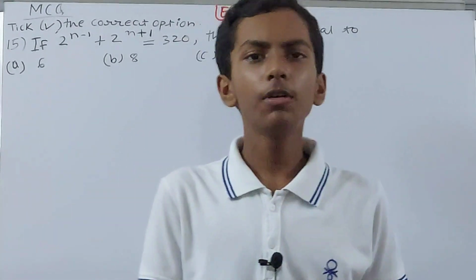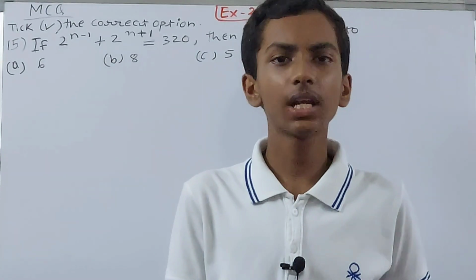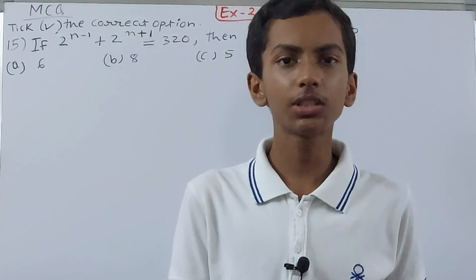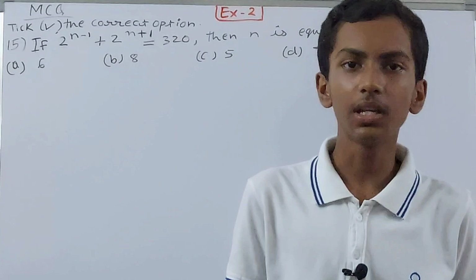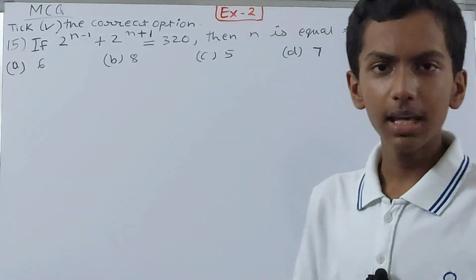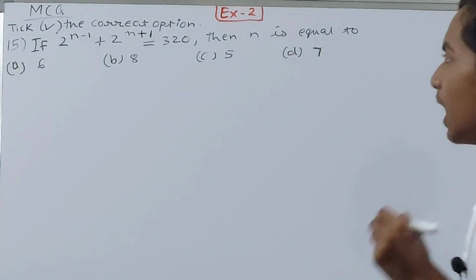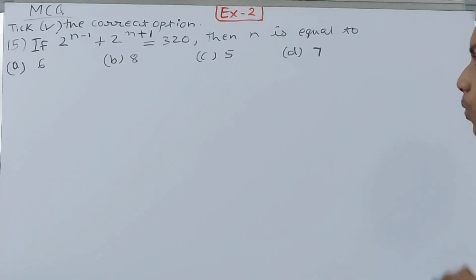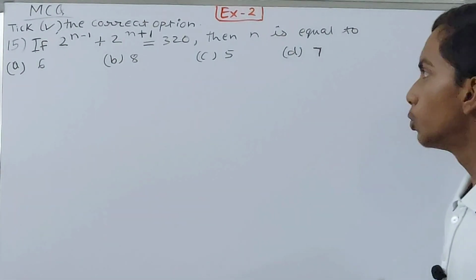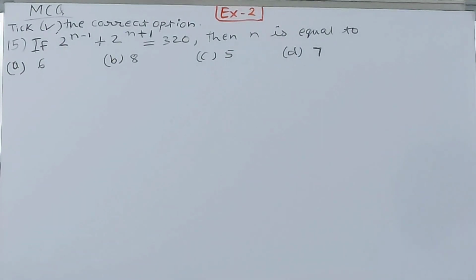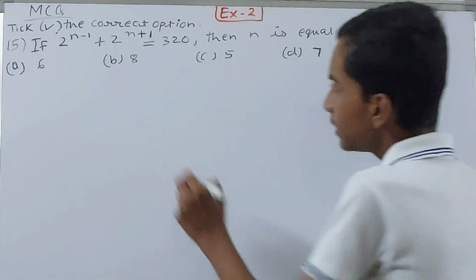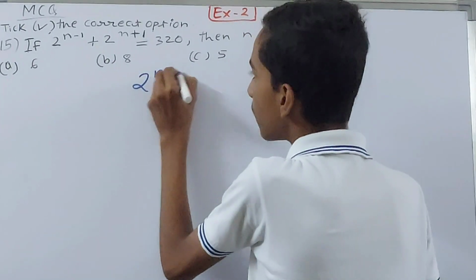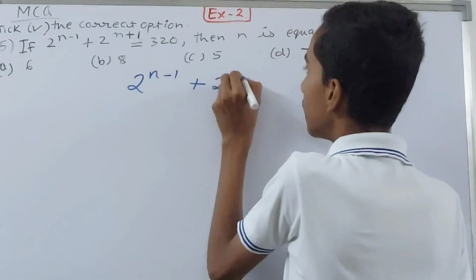In this video, we are going to solve ICSE Mathematics Class 8 Chapter 2 Exponents Exercise 2 question number 15. Again it is an MCQ question. So see, if 2 to power n minus 1 plus 2 to power n plus 1 is equal to 320, then n is equal to what? So see, this is the equation that we have got.